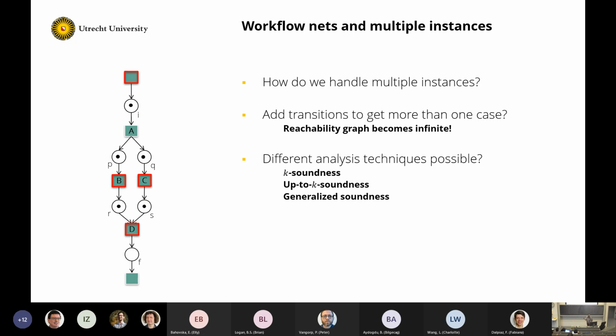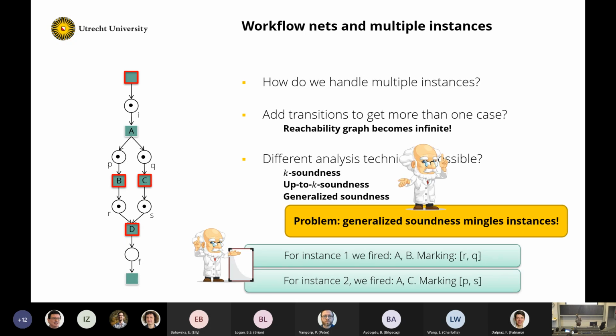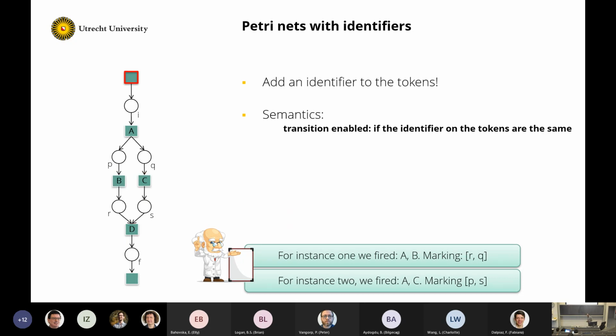So the problem of case soundness and generalized soundness is that it mingles all those instances. So you don't know anymore what was of which instance. So how to solve this? The way to solve this in Petri nets is to add colors. And so basically what we say is, I call it an identifier, but it's basically a color. So instead of just saying it's a black token, I just give it a color.